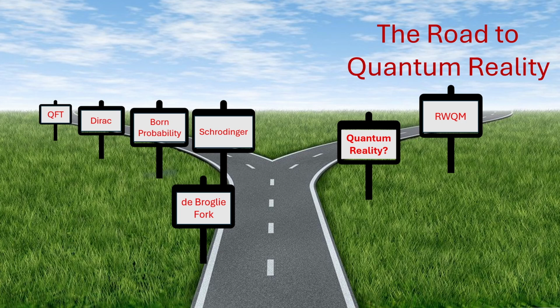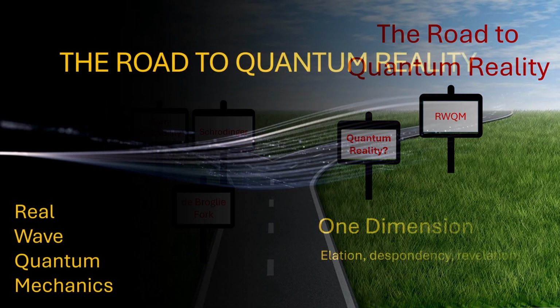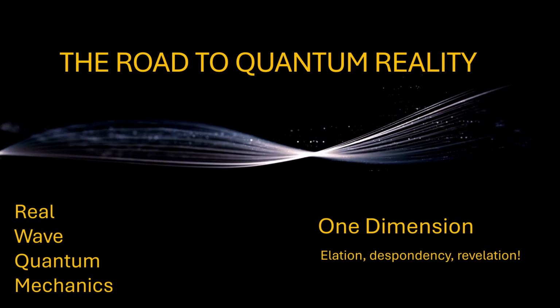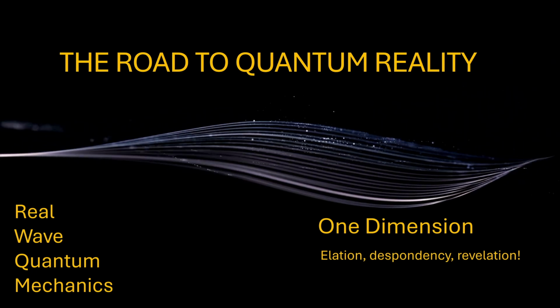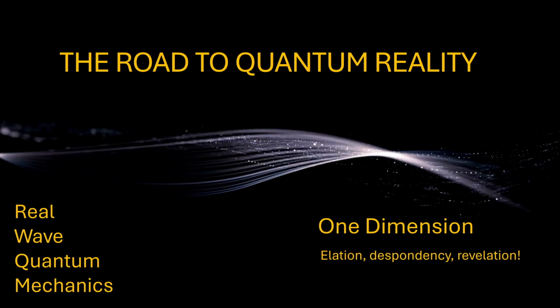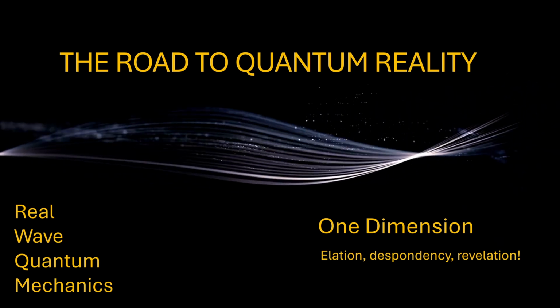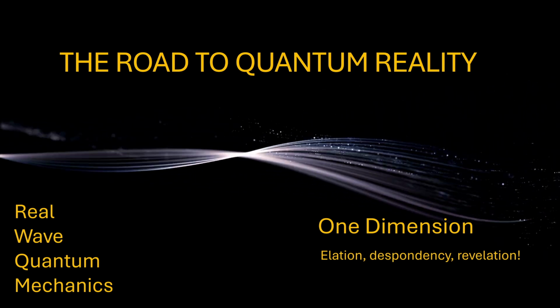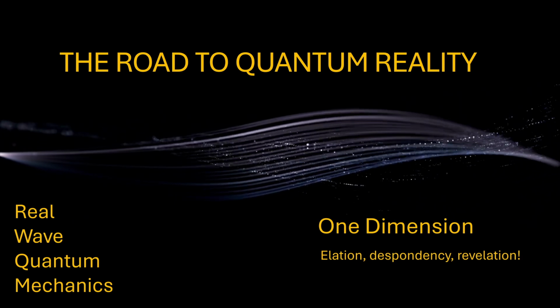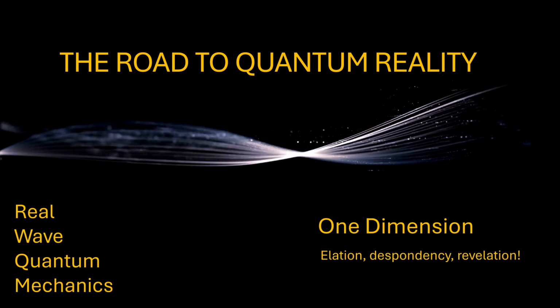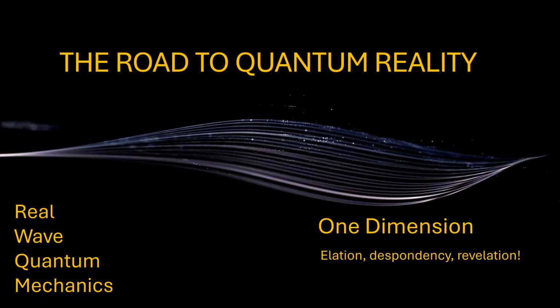Welcome to this fourth video in the series on the road to quantum reality. So far, there's been an introductory video, a video on the postulates that I've adopted in this work, and a video on the way to add up waves so that any angular momentum present can be estimated. In this video, we're going to look at the first application of the theory to one dimension.